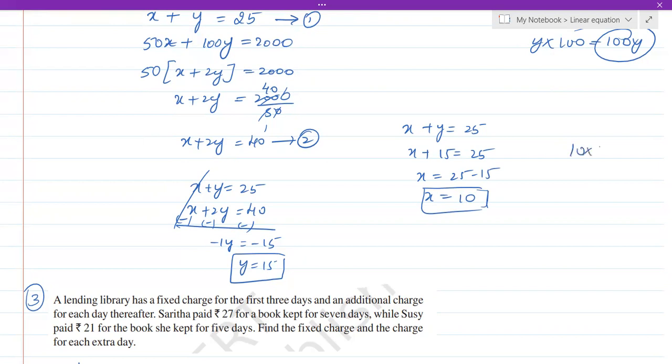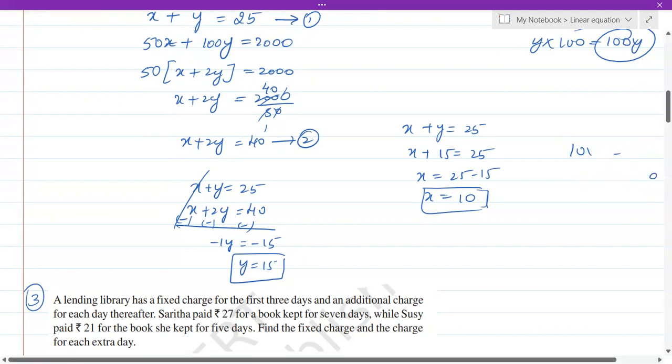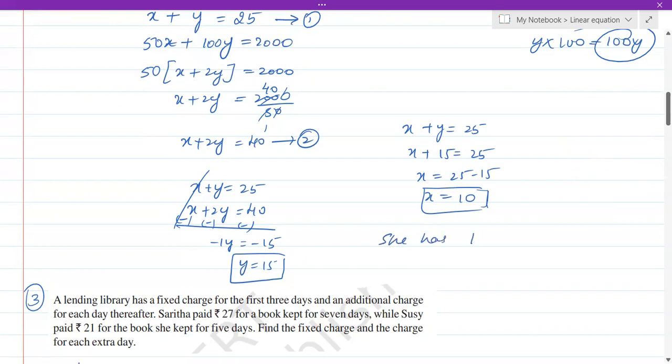So 10 50 rupees notes in the sense 10 into 50, 500. 15 100 rupees notes in the sense 15 into 100, 1500. So the total is 2000. So as you can see that it is 2000. Okay. So she has 10 notes of rupees 50 and 15 notes of rupees 100. This will be the answer.